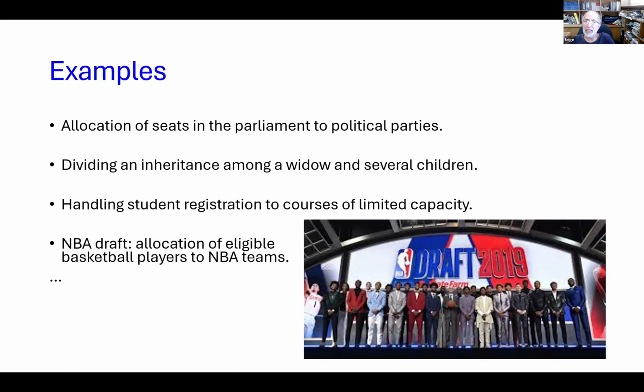Handling student registration to courses of limited capacity. It could be, let's say, that third-year students have higher priority over second-year students. Another example would be the NBA draft. That's allocation of eligible basketball players to NBA teams. It's done via a procedure in which teams who ended at lower positions in the previous season have higher entitlement. They choose first the new players that joined in the current year.